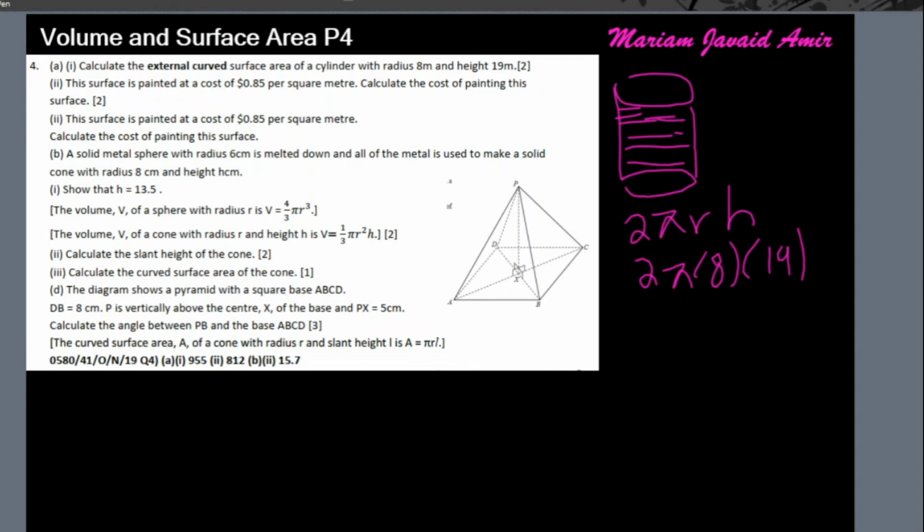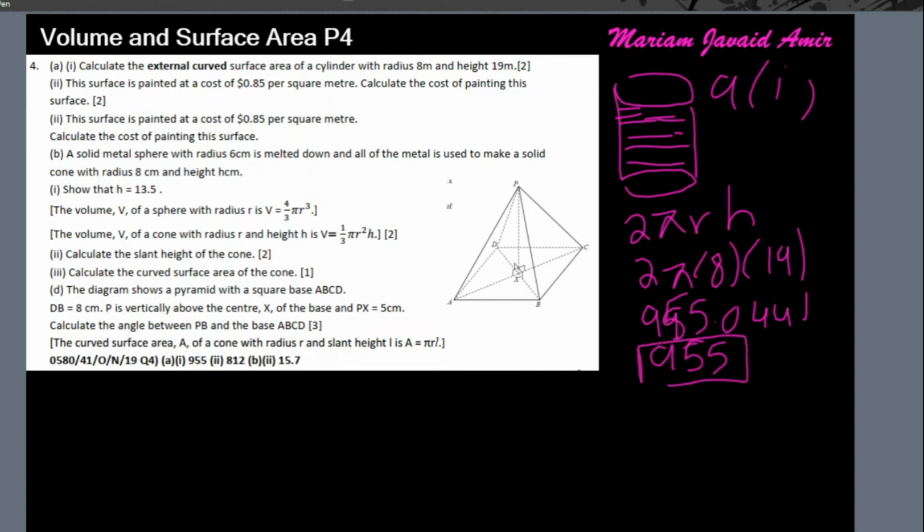So we get 2 times pi times 8 times 19, we get 955.0441. This is part A1. So 955 is the rounded off answer.